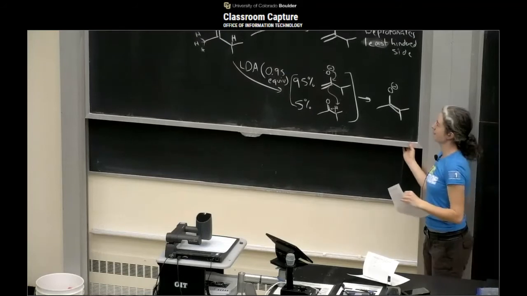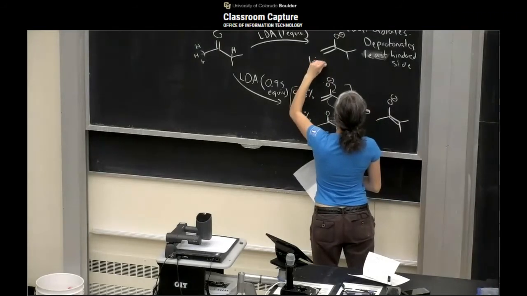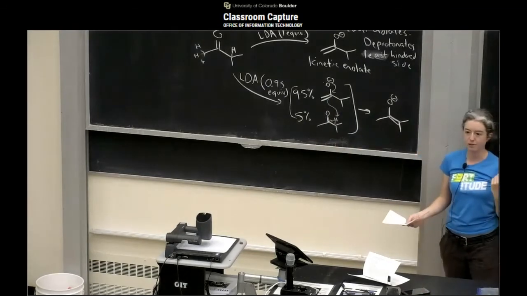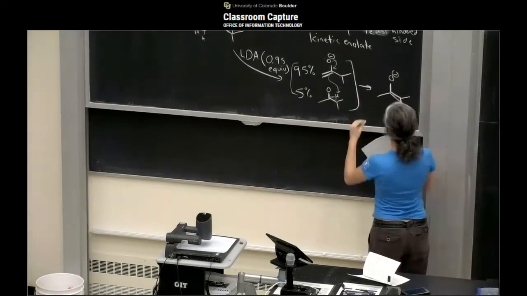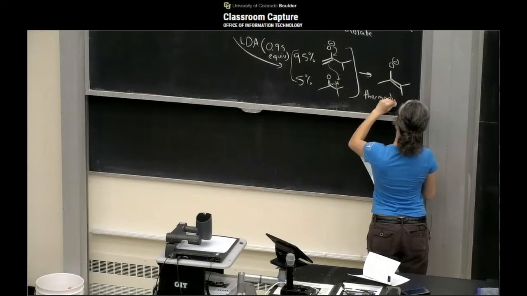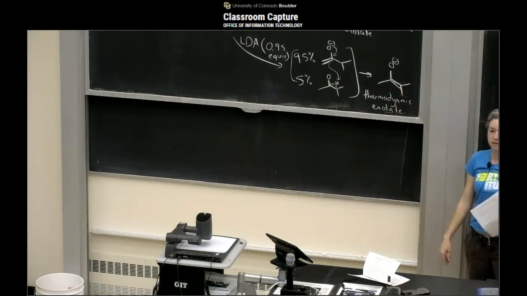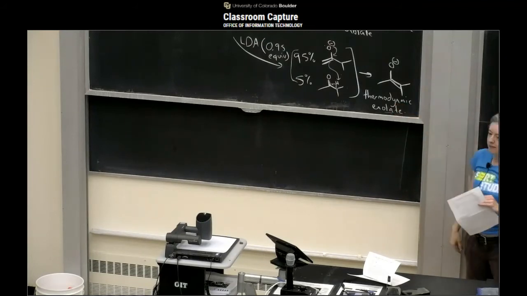So, I slipped up and said the word kinetic, but that's exactly what this is about. This is the kinetic enolate. It forms faster, but it's not as stable, because we know that alkenes are happier when they have more R groups on them. This is the thermodynamic enolate. It's a little harder to form, the H isn't quite as easy to get to, but it's the more stable long-term version. So as long as you know exactly how much LDA you're adding to the reaction, you can pick exactly which side you're deprotonating this thing on.